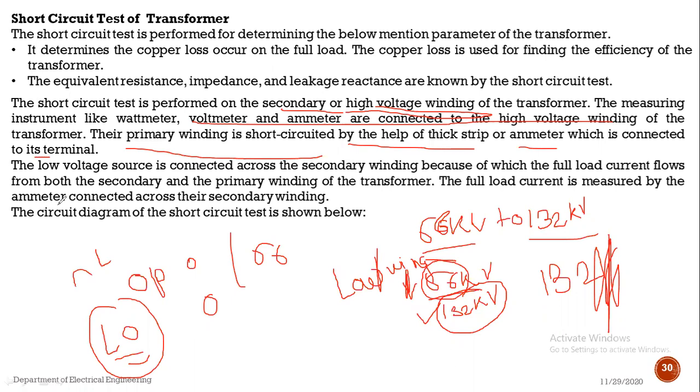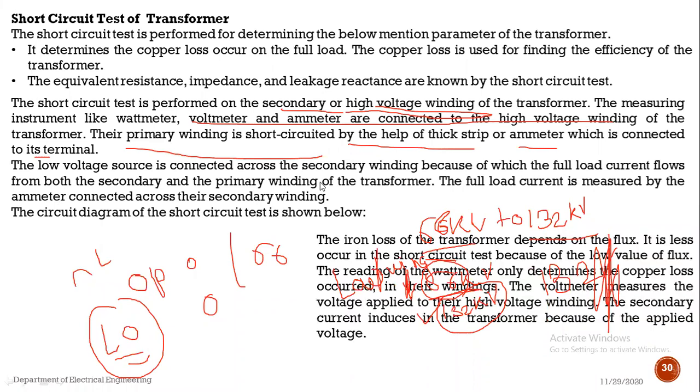Now the full load current is measured by the ammeter. Full load current is measured by the ammeter which is connected across the secondary winding. सेकंडरी वाइंडिंगच्या अक्रॉस जे काय करंट, that means the ammeter connected will measure the current, that is the short circuited current. And the short circuited voltage, the applied voltage to flow the short circuit current, is nothing but the short circuited voltage. ते जे voltage असेल ते short circuited voltage असेल.